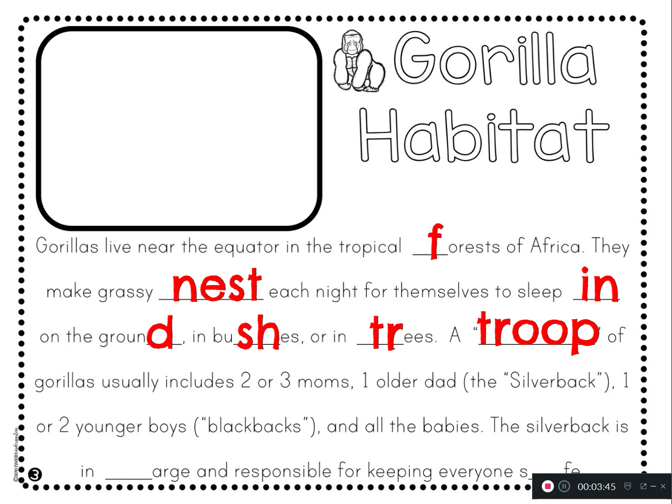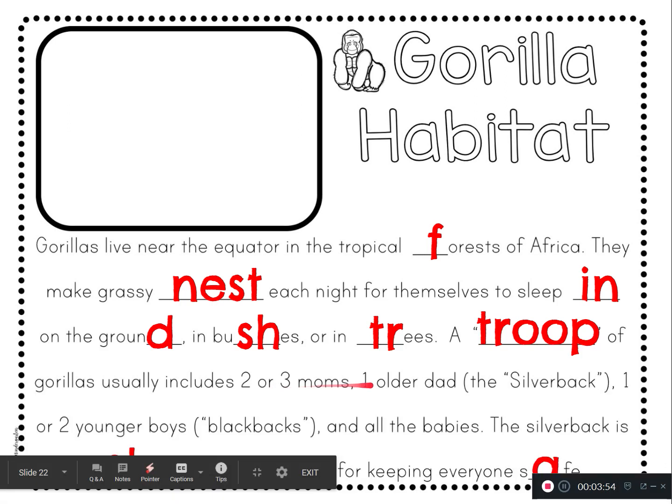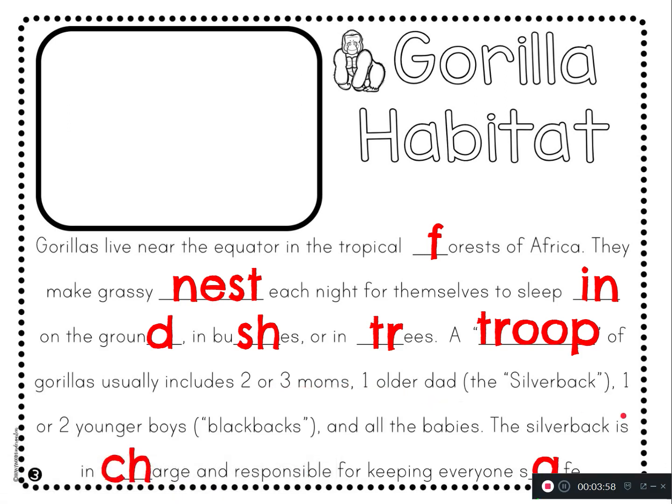The silverback is in charge and responsible for keeping everyone safe. So you can add ch for charge, ch, and a in the middle of safe.